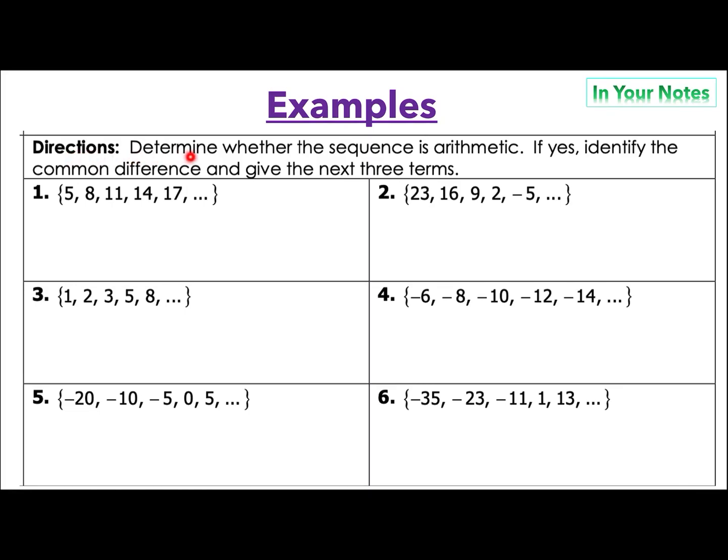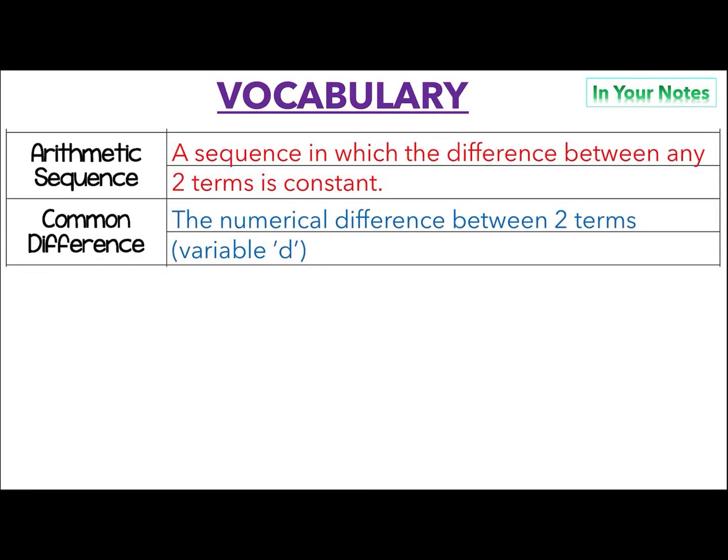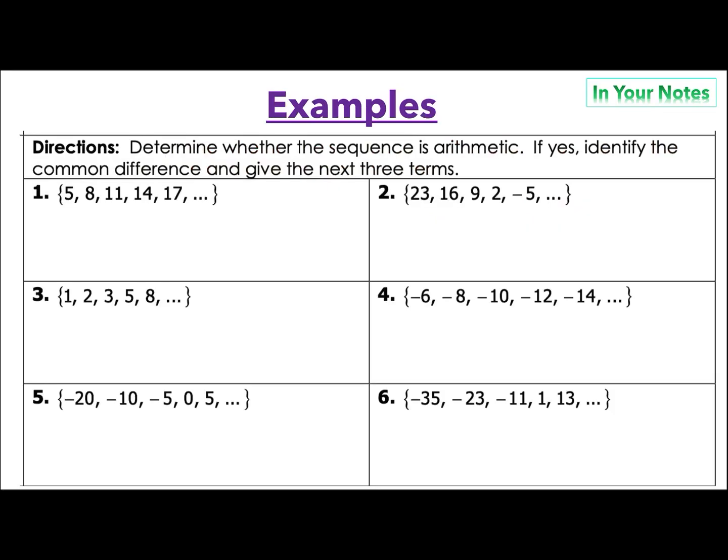So the directions say to determine whether the sequence is arithmetic. If yes, identify the common difference and give the next 3 terms. So to determine if a sequence is arithmetic, we need to figure out if there is a common difference. Now, a common difference can be that you're adding a number or subtracting a number. I know it's confusing because it's using the word difference, but you could be adding a negative, which is the same thing as subtracting. So we're looking at, can I add or subtract to get to the next number? And can I add and subtract the same number multiple times to get to the next number?